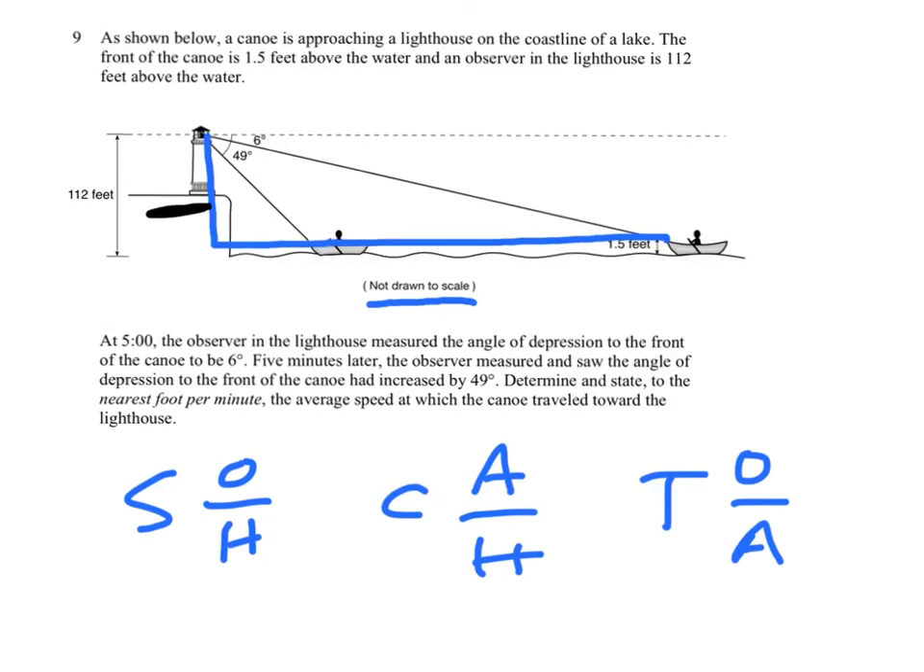Alright, and finally, one thing that makes this question a little more complicated again is that we're dealing with angles of depression. And angles of depression are equal to angles of elevation. Angles of depression usually are outside the triangle. So that angle of depression of 6 degrees here is the same as the angle of elevation looking up to the top of the lighthouse here. So you're going to have to use that sort of thinking to also help with this question.